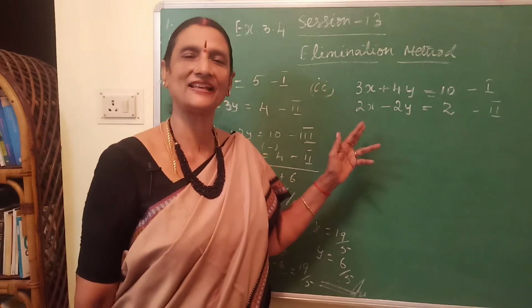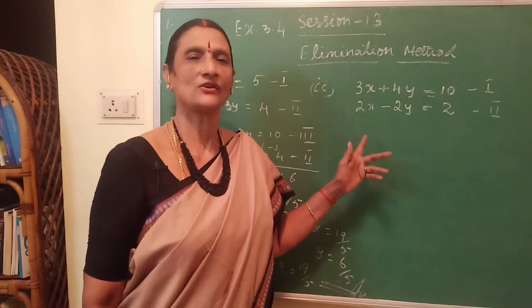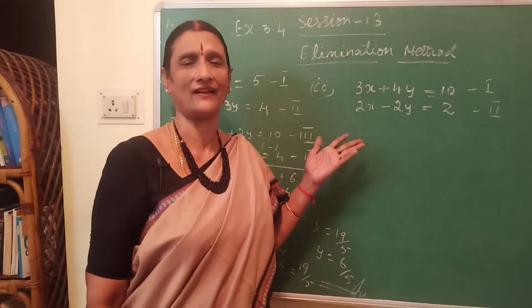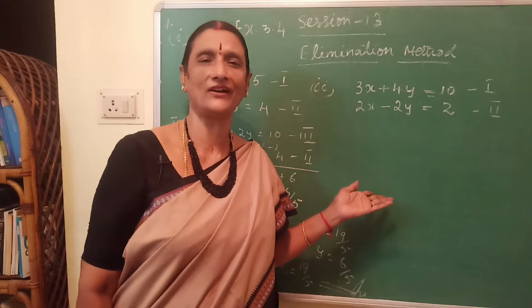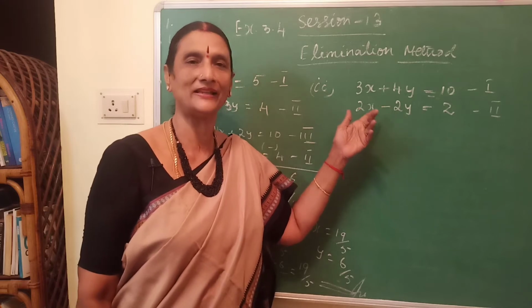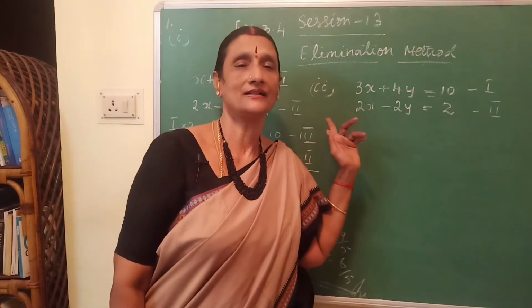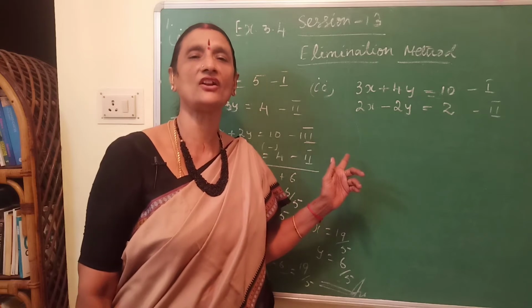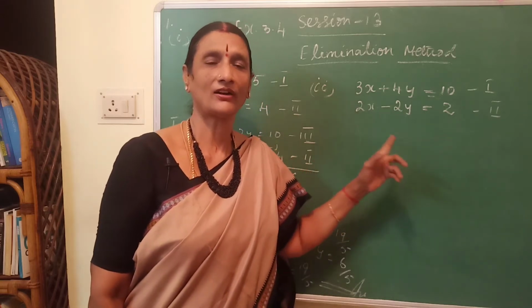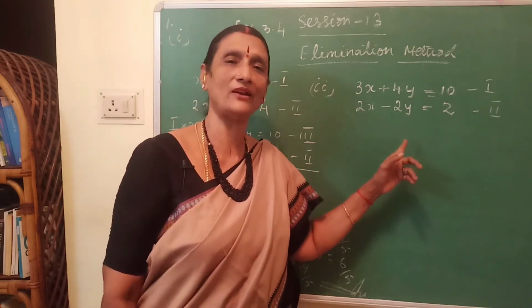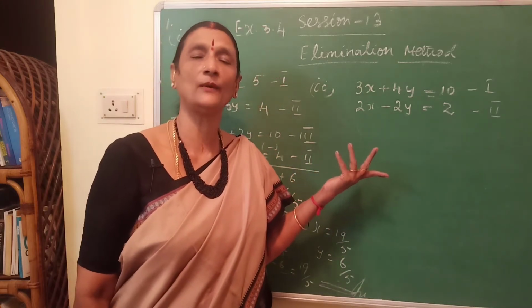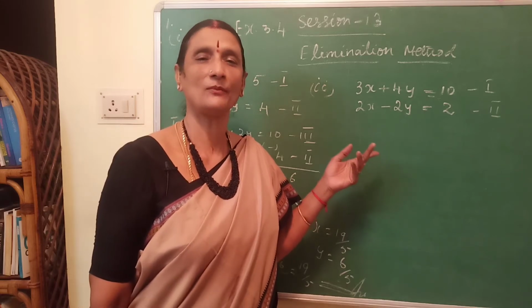So what is the LCM of 4 and 2, children? It is 4. So in order to get 4y, the first equation as it is we can write. When you are writing as it is, we are multiplying by 1 only. So in order to get the second equation with the 4y term, we have to multiply all the 3 terms with 2. Otherwise the equation will not be balanced. Whatever change you do for one side, you should do for the other side. Whatever change you make for one term, you should make for the other term also. Otherwise, you will end up with a wrong equation and a wrong answer. So you must be very careful.